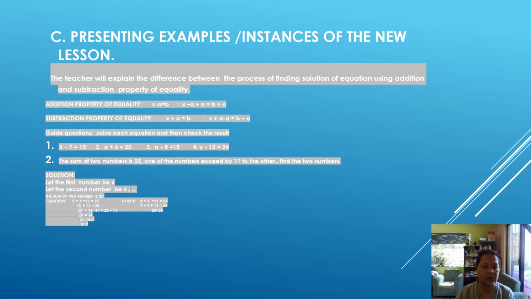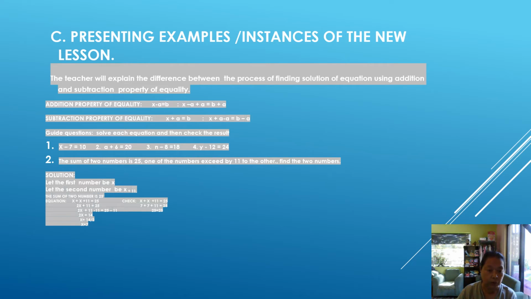Number 2, the sum of two numbers is 25. One of the numbers exceeds the other by 11. Find the two numbers. Here is the solution. Let x be the first number. Let the second number be x plus 11. The sum of the two numbers is 25. Equation: x plus x plus 11 is equal to 25. So 2x plus 11 is equal to 25.